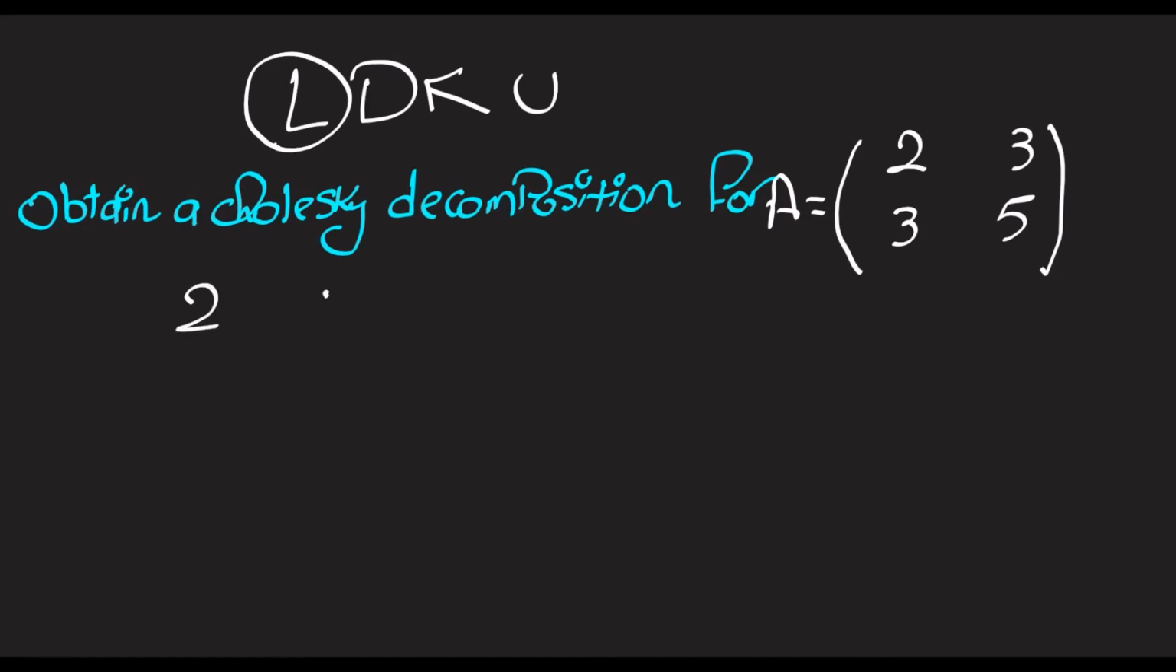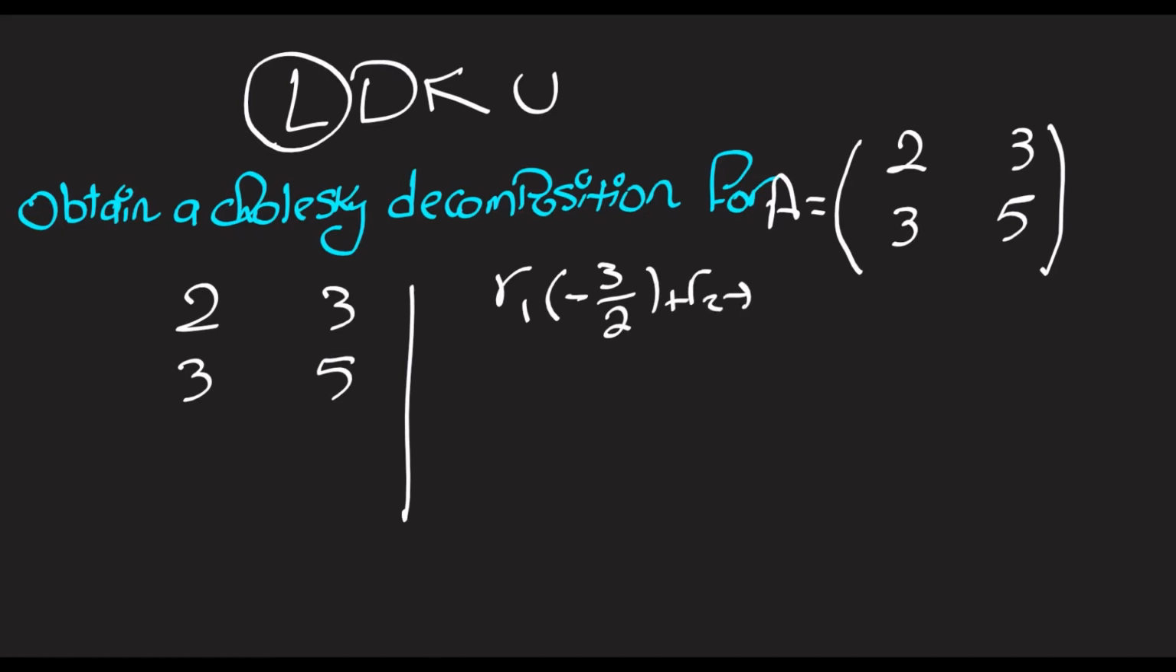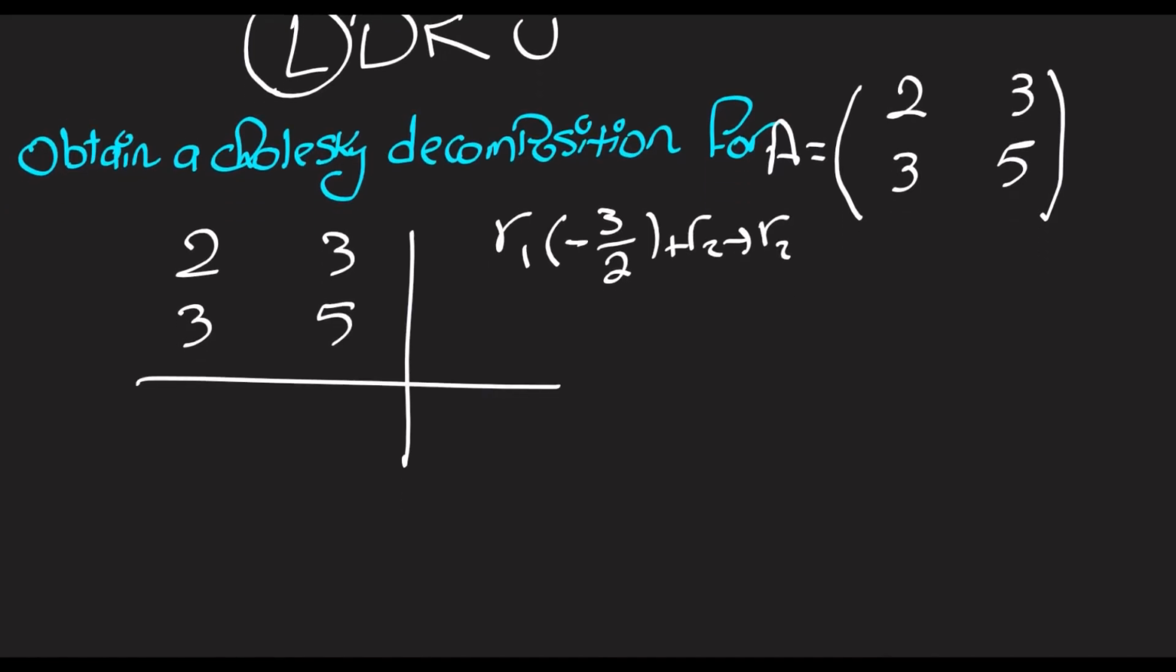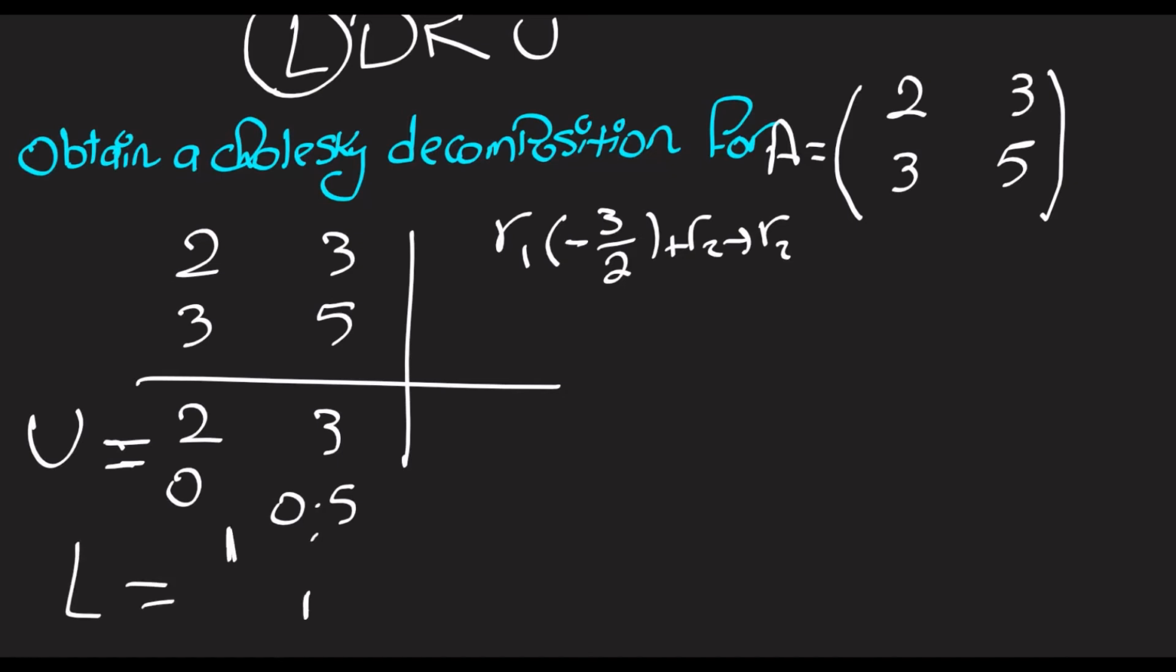So we've got 2, 3, 3, 5. Gonna multiply the first row by negative 3 over 2, and then add that to the second row. So we're gonna have 2, 3. Here is gonna be 0, and here's gonna be 0.5, and this is A in reduced echelon form, so we can call this U. Now L is gonna be 1, 1, 0, and we take the negative of that here, so 1.5.